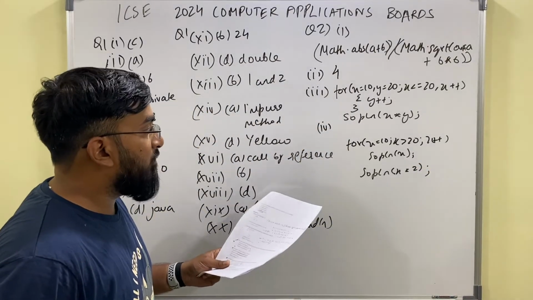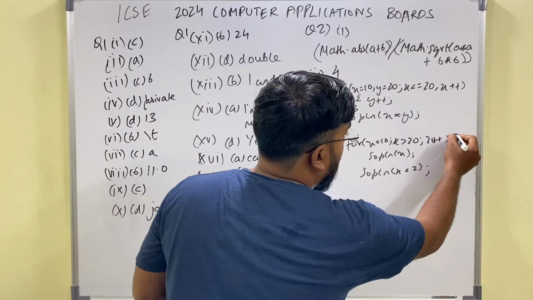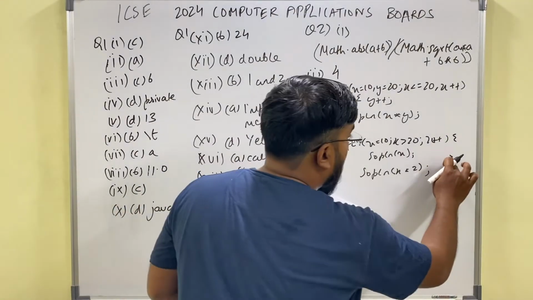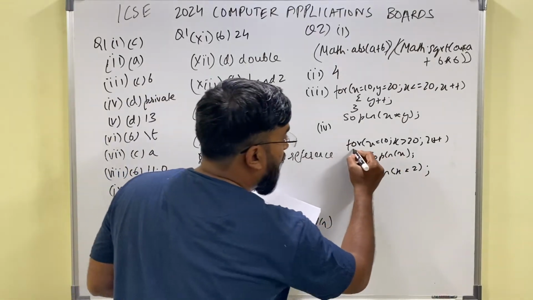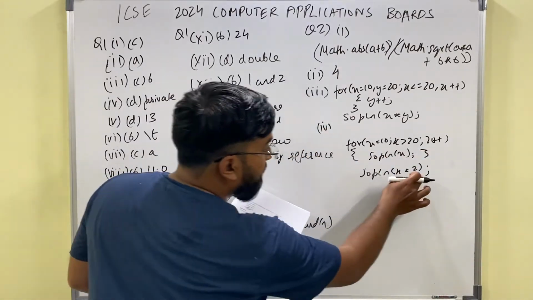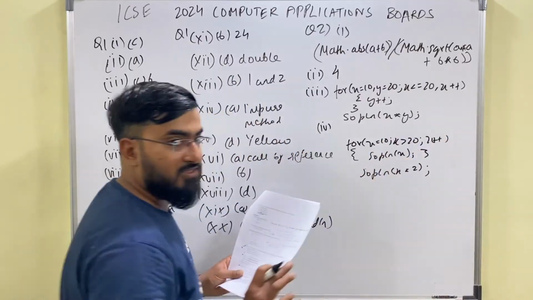So as you guys know, when there are no curly braces after the for loop, then the first line after the for loop is the body of the for loop. So this is the body of the for loop. This statement will be executed after this for loop is done.